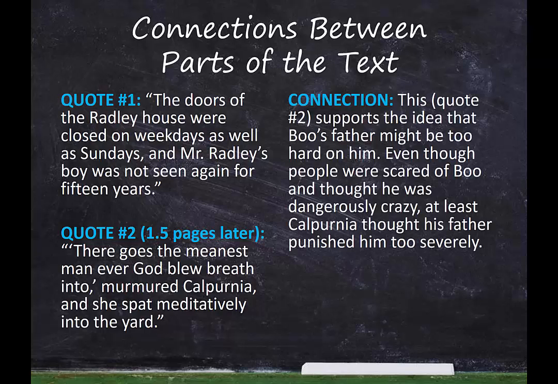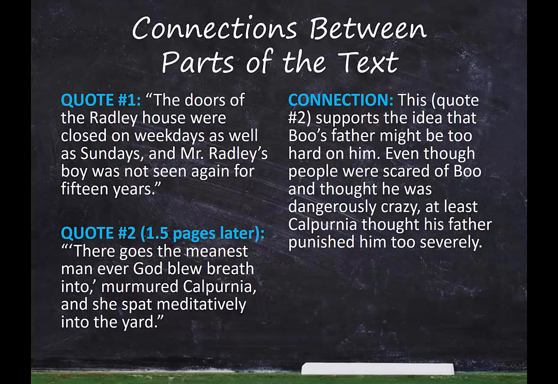This supports the idea that Boo's father might be too hard on him, locking him up at home for 15 years. Even though people were scared of Boo and thought he was dangerously crazy, we know that at least Calpurnia thinks his father is punishing him too severely. You should know by now that I won't leave it there.